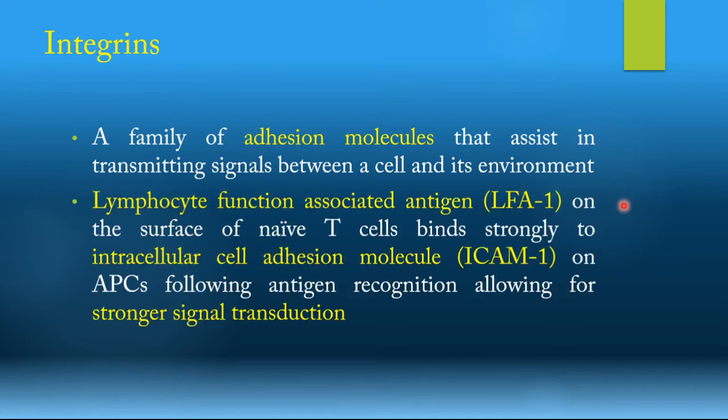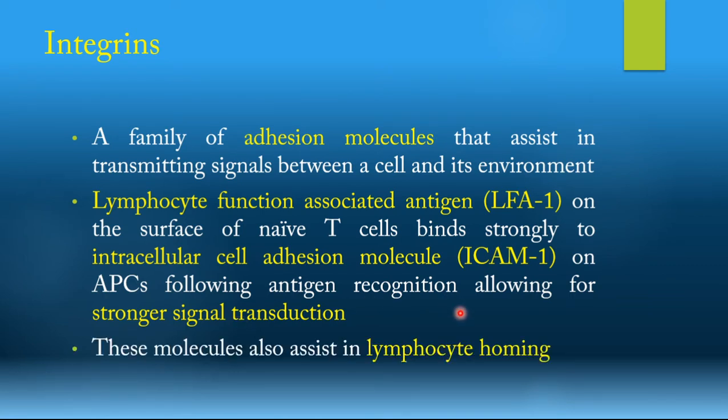In the case of naive T cells in particular, we're talking mainly about the lymphocyte function associated antigen. The LFA1 is present on these naive T cells, and this LFA1 is capable of binding strongly to the intercellular cell adhesion molecule ICAM1, which is present on the antigen presenting cells. So this antigen presenting cell has an integrin called ICAM1, and the naive T cell has this molecule called the lymphocyte function associated antigen. This LFA1 binds strongly to the ICAM1, which brings the two cells close to each other. And this allows for better and stronger signal transduction between the APC and the naive T cell to allow for stronger stimulation.